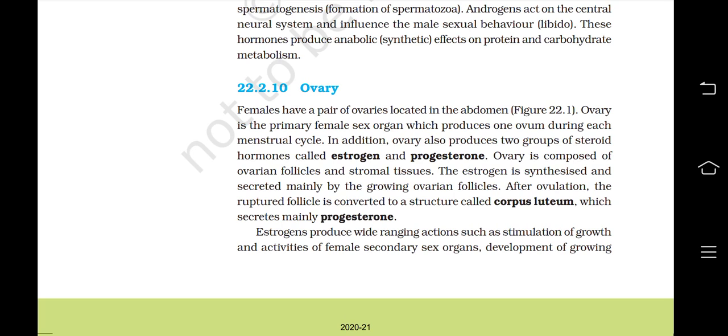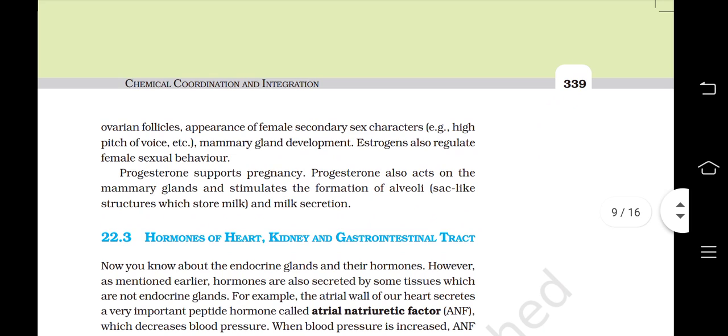Estrogen produces wide-ranging actions such as stimulation of growth and activities of female secondary sex organs, development of growing ovarian follicles, appearance of female secondary sex characters, for example high pitch of voice, etc. Mammary glands development. Estrogens also regulate female sexual behavior. Progesterone supports pregnancy. Progesterone also acts on the mammary glands and stimulates the formation of alveoli, sac-like structures which store milk, and milk secretion.